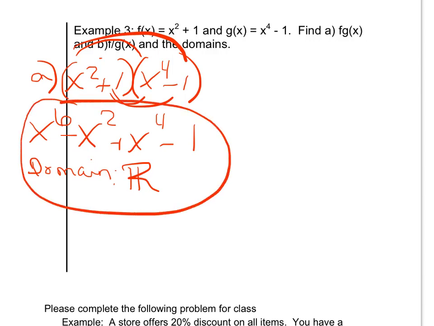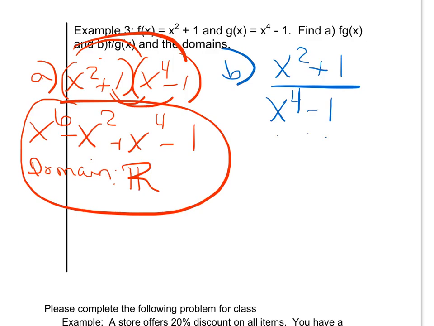Part B asks me to divide. So f of x divided by g of x would be x squared plus 1 over x to the 4th minus 1. I try to factor. I notice on top I can't factor. However, on the bottom, I see I have perfect square minus perfect square, where the first thing being squared is x squared, and the second thing being squared is 1.